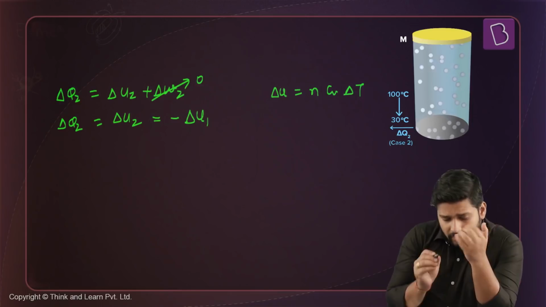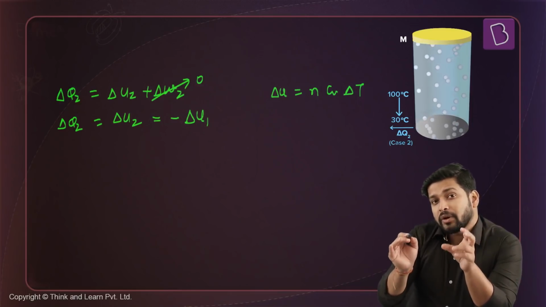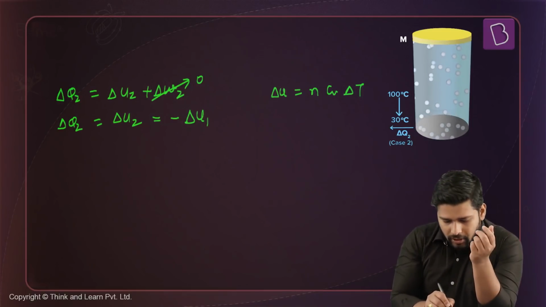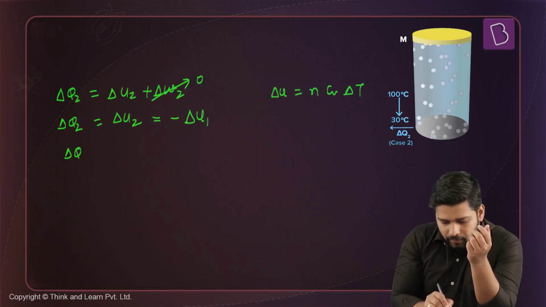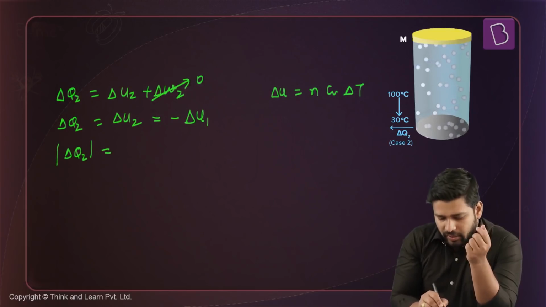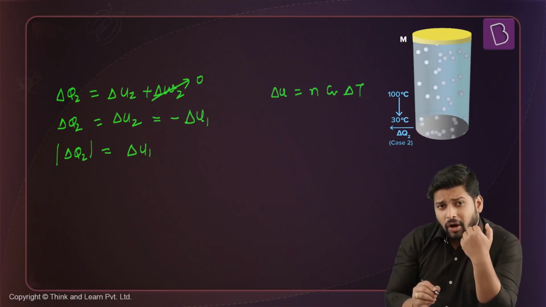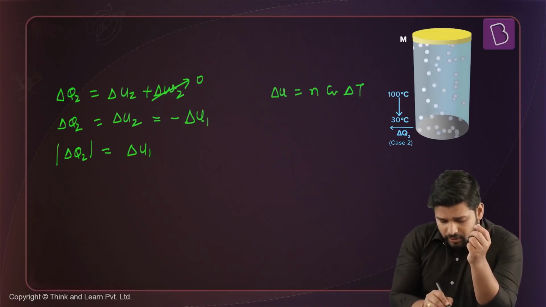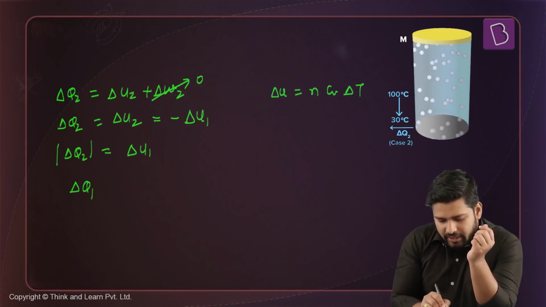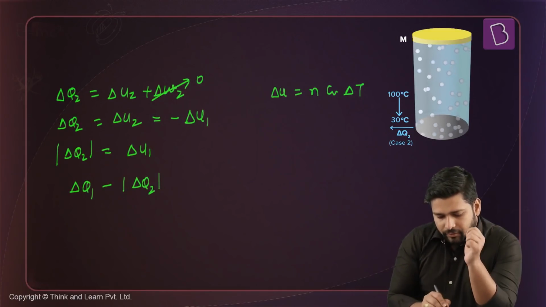Now, in my question, what was asked is delta Q1 minus mod of delta Q2. I've already calculated delta Q1, so I need mod of delta Q2. If I put a mod over here, I can write it in the form of delta U1. Now all I have to do is plug in all these values. The expression asked in the question was the value of delta Q1 minus mod of delta Q2, so I just have to put the values.